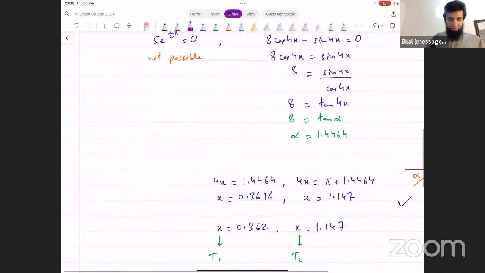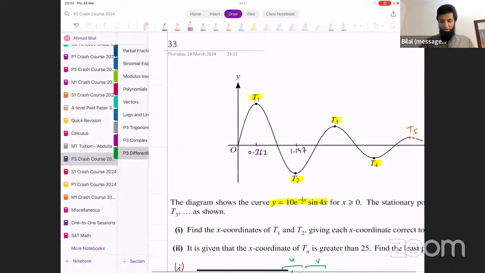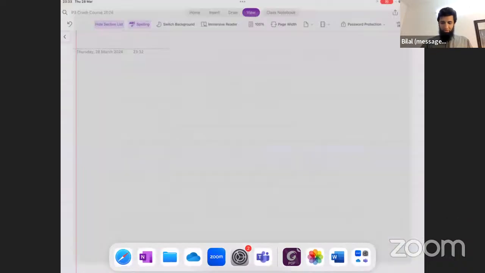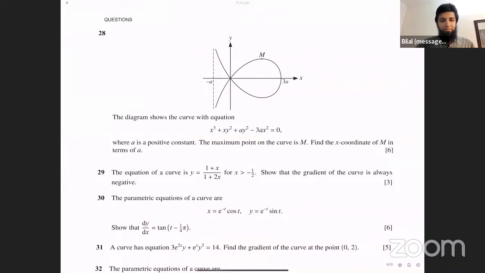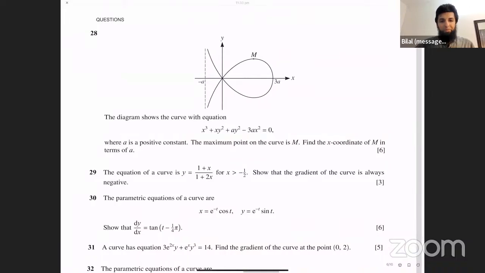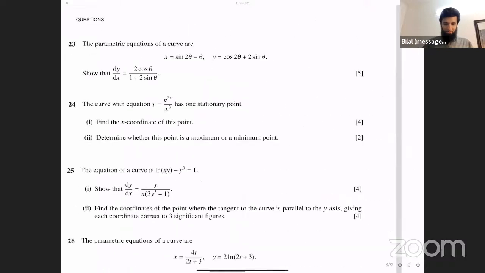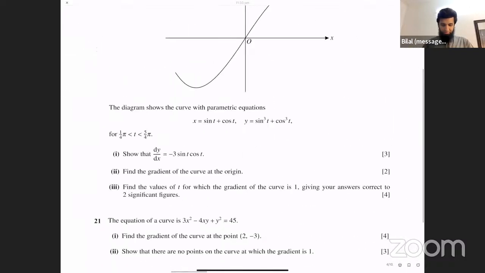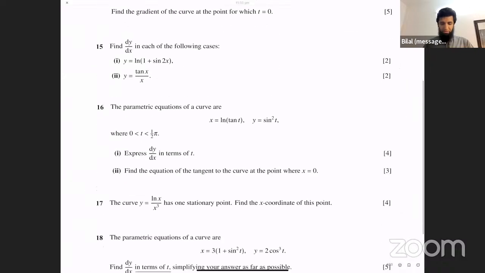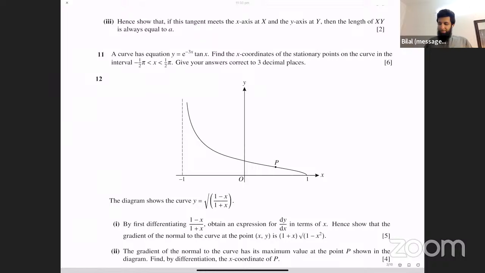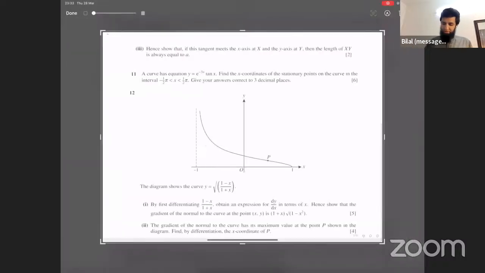All right, good. So that's question number 33. Let's move on to the next one. Okay, so the next one is question number 12. All right, let's try this now. Question number 12 from the worksheet.